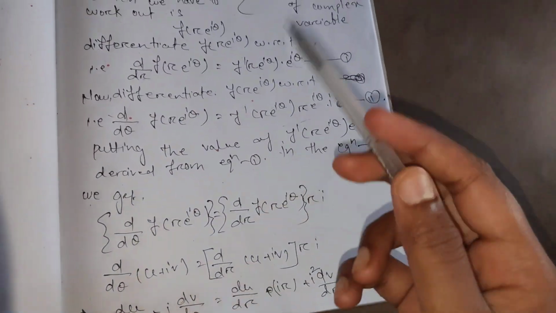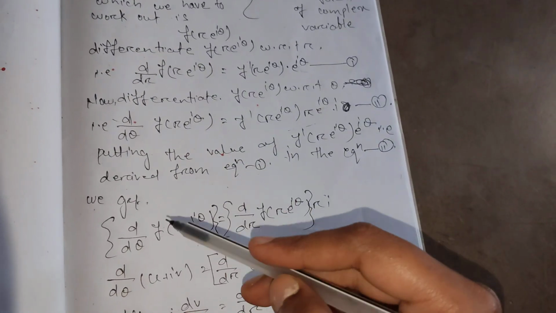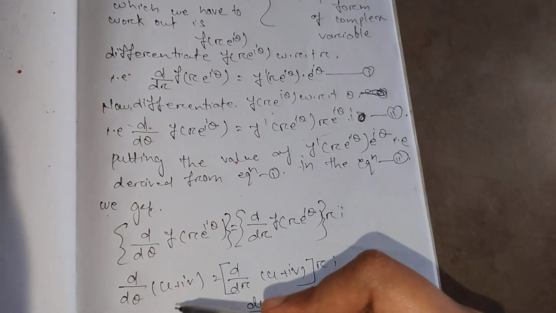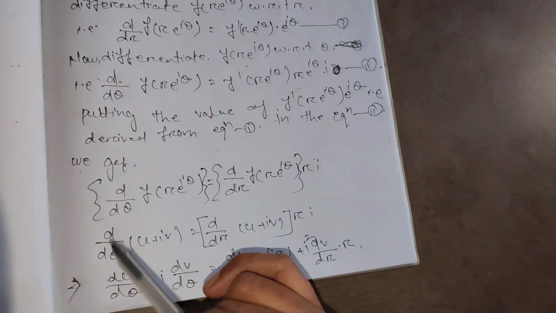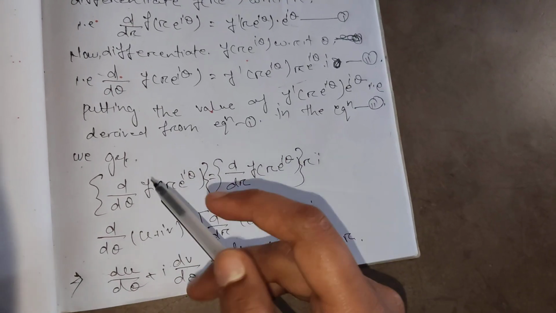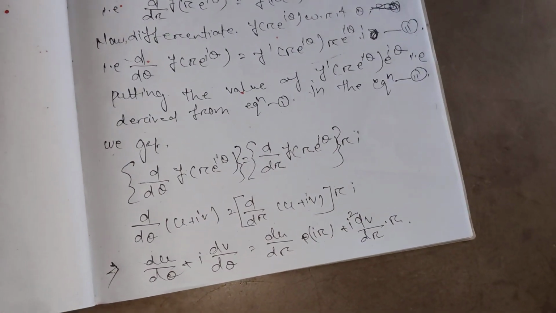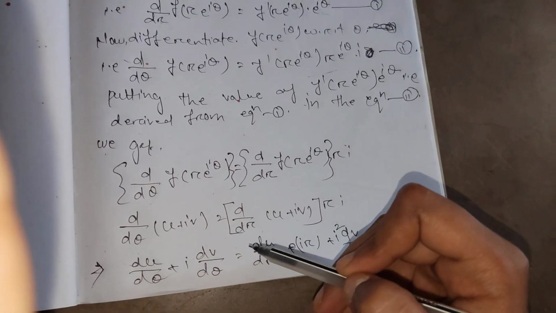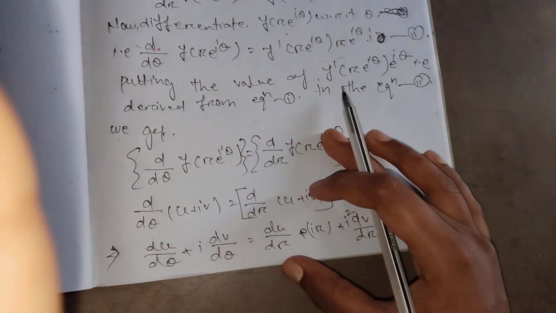Then we already saw here that f of r e to the power i theta is also written in the form of u plus iv. That's why I have written here this in the form of u plus iv, that is, d by d theta of u plus iv is equal to d by dr of u plus iv, bracket, r i.